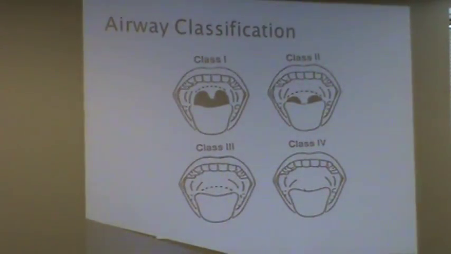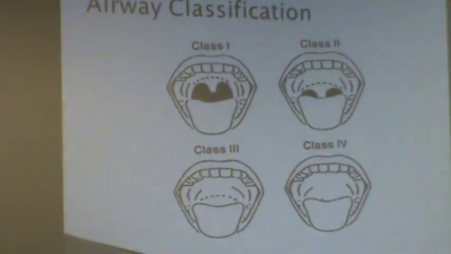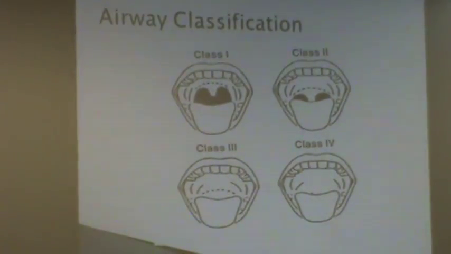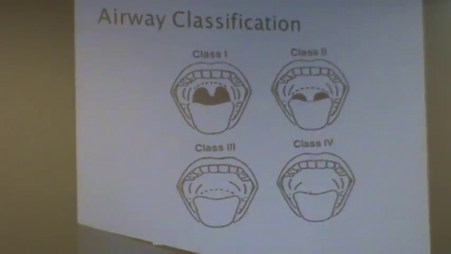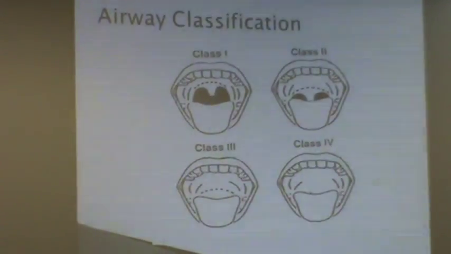So we're also going to look at airway classifications. When they open that mouth, what do you see? Are you able to see that uvula completely, or do you only have a partial view of the uvula? When you have only a partial view of the uvula, that could indicate a more difficult airway as well.